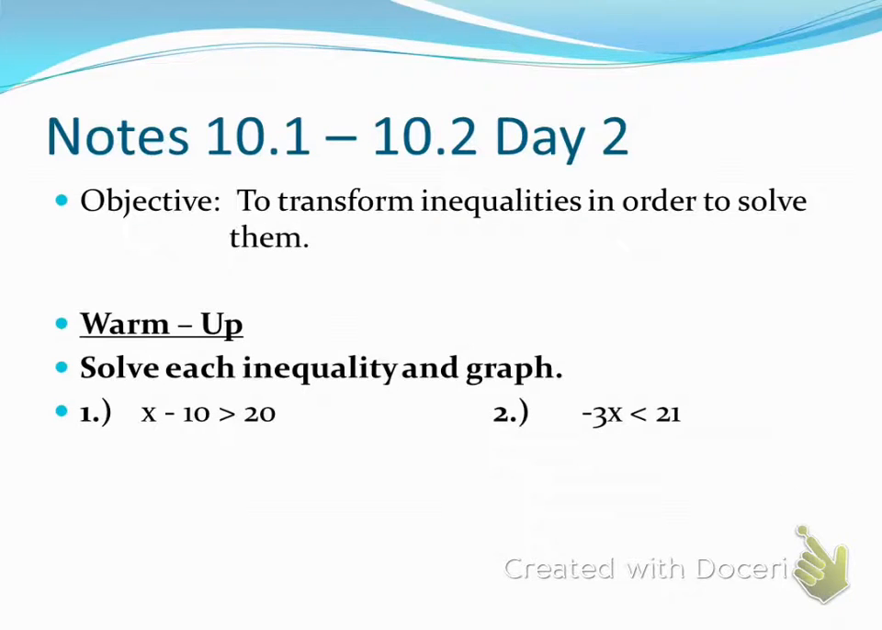We had to solve these inequalities and graph their solutions. So we first need to get x by itself. And in order to do that, Connie, what should I do to both sides? You should add 10. Thank you. Add 10 to both sides. That gives us x is greater than 30. So that's what I need to graph.